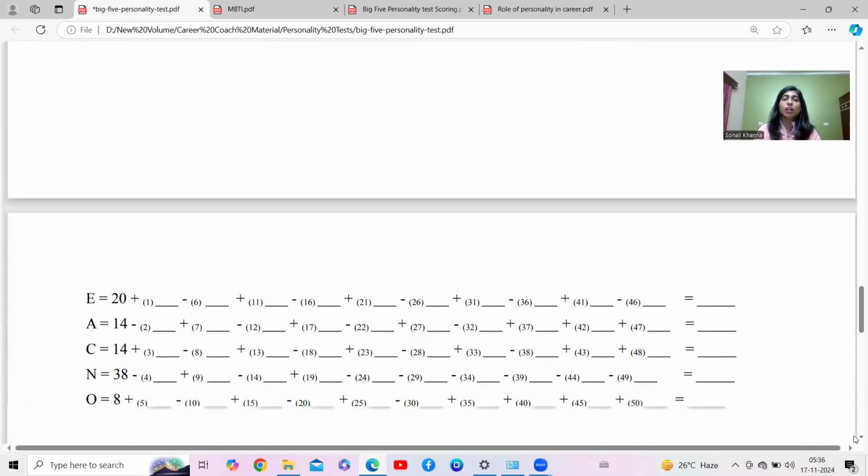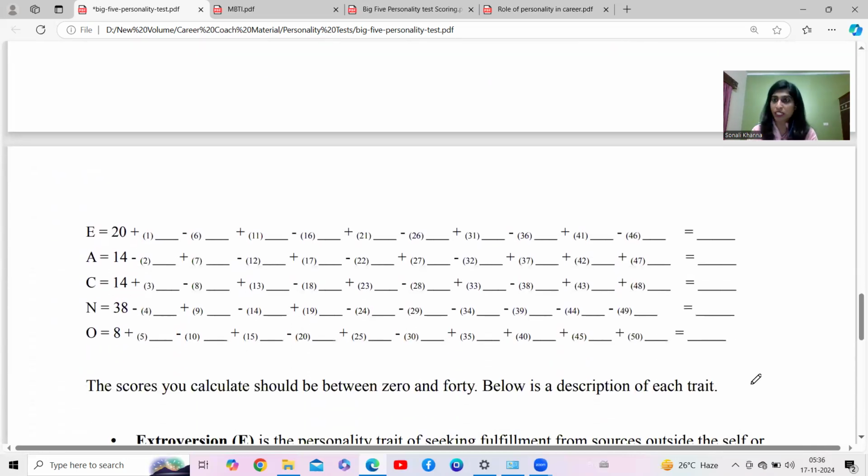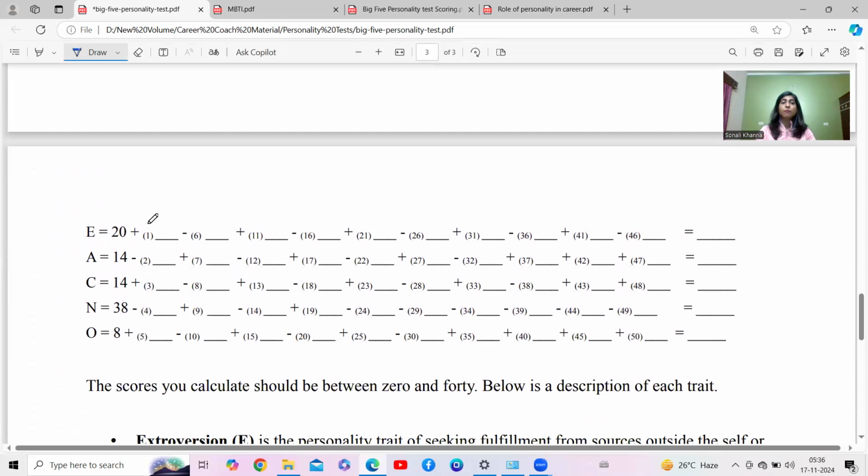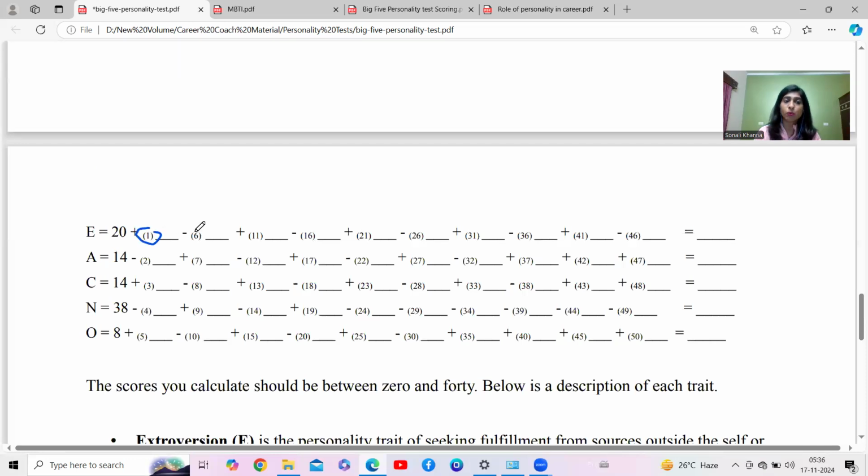Now, once the test is done, we are moving on to the scoring part. How is the scoring to be done? It's again a very simple process. E stands for extroversion. So this is item number 1, item number 6. Whatever rating your subject has put in, you just have to put the scoring on each item number. And the basic rule of plus minus can be applied. These numbers which are written here, 20, 14, 14, 38, 8, need to be applied accordingly as mentioned. For example, 20 plus whatever the one item you have written.